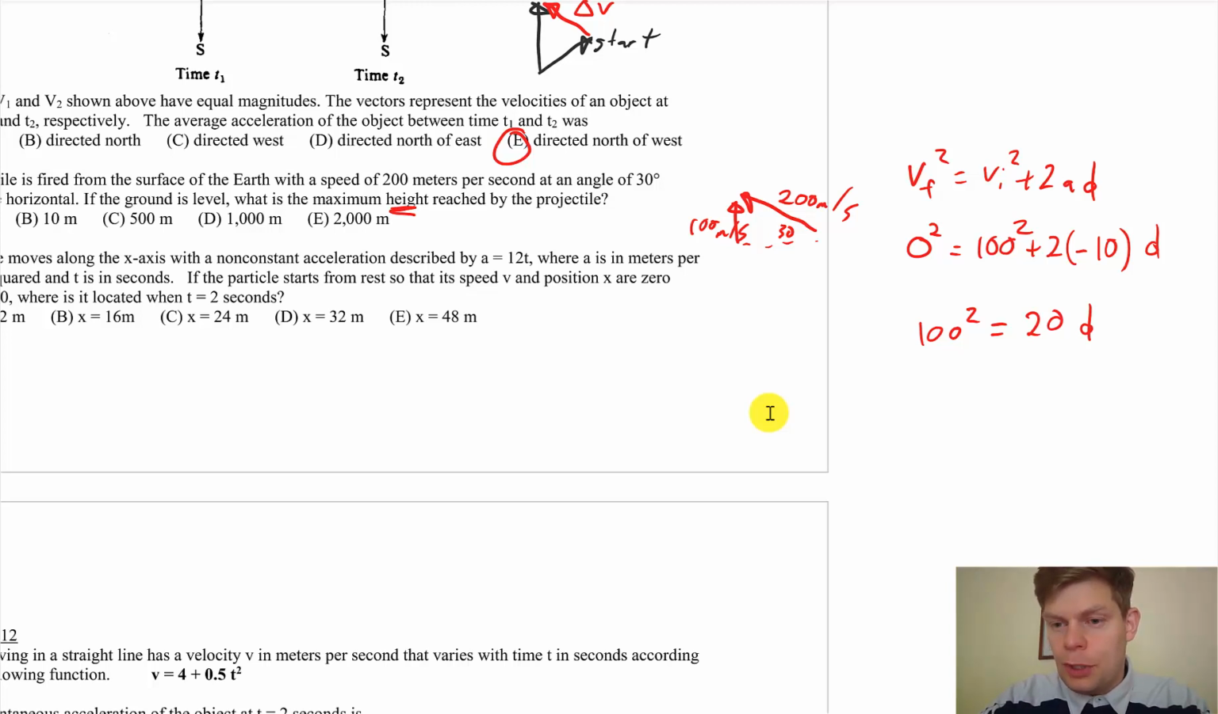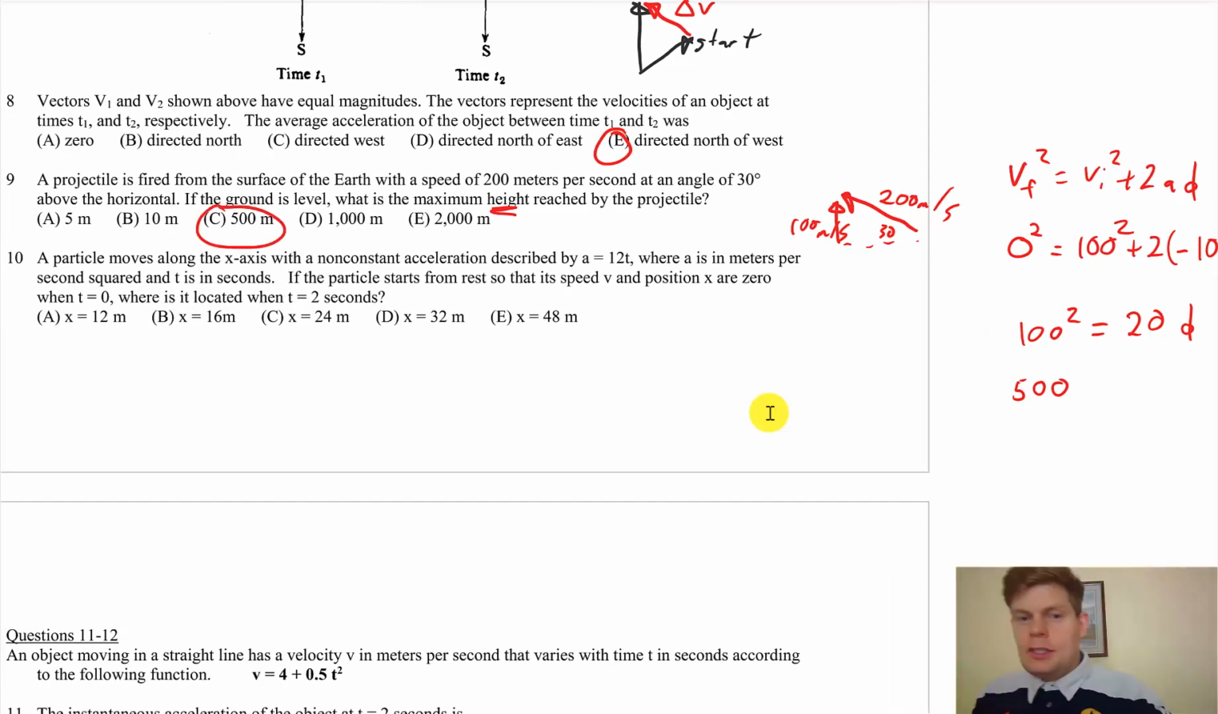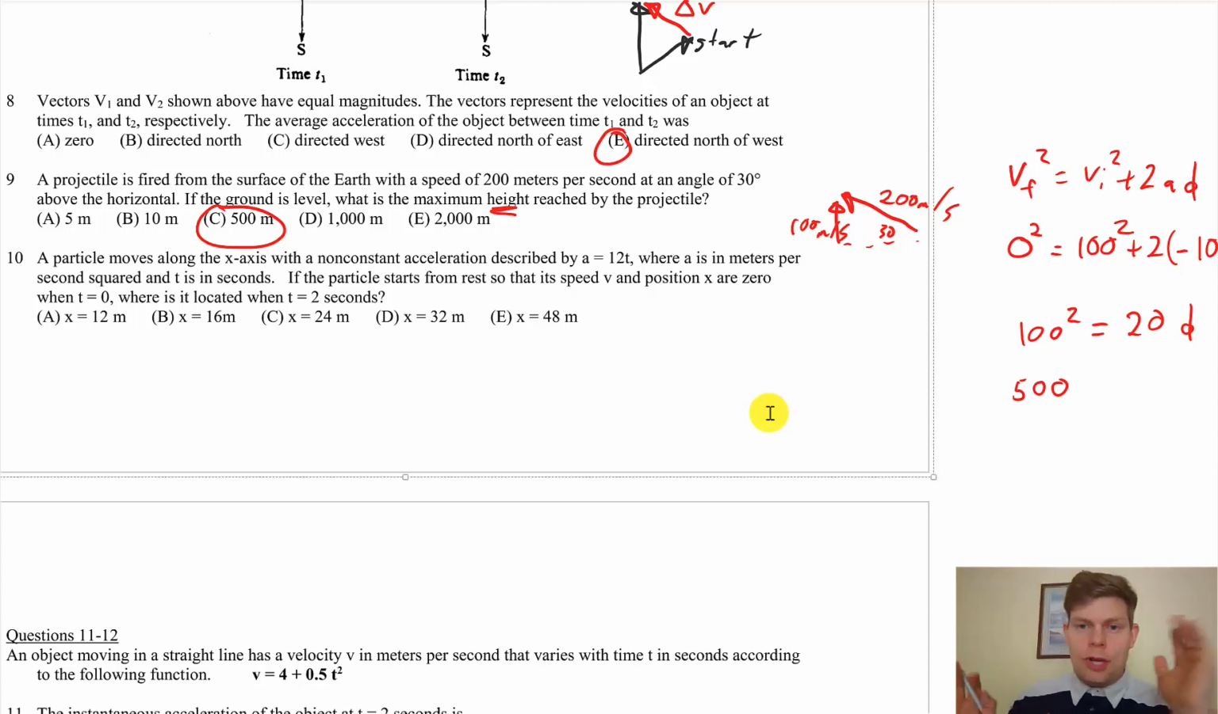100 squared divided by 20 would be 500. I believe, yes. Yes, it would. So, here we are, 500. There you are, not so bad. All right, let's do the next one into the calc.